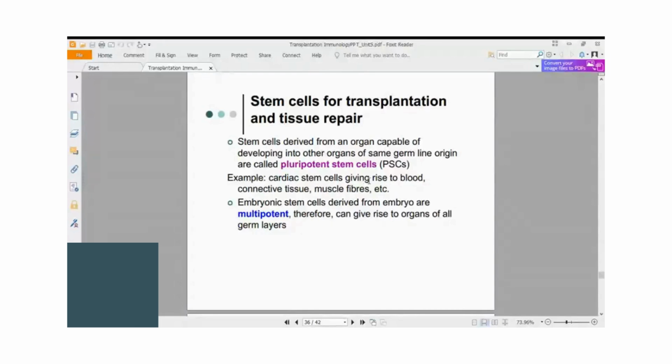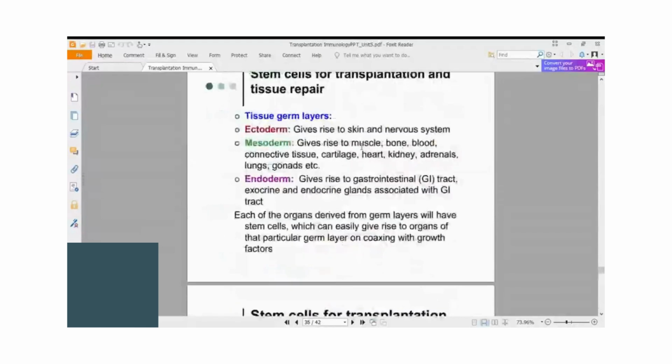There is one more class which I will talk about when I come to that example. And from that class you get these two classes. That is, one is pluripotent stem cells, another is multipotent stem cells. Now, what is meant by pluripotency? Pluripotent stem cells are those stem cells derived from a particular organ or derived from a particular germ layer. Like, say, for example, they are of the ectodermal origin.